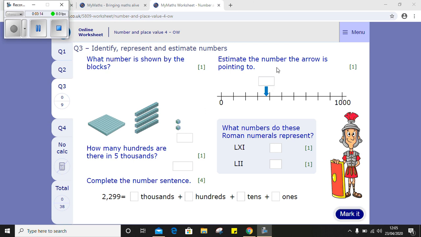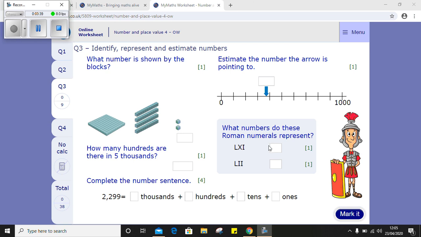Estimate the number the arrow is pointing to. My class, I'm sure you remember we went out with chalk quite a while ago and drew some arrows. So here we need to have a look at where the halfway point is. What's halfway between 0 and 1,000? Then what's halfway between 0 and that number? And then you can estimate what that number is there.